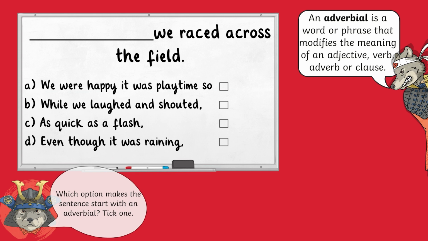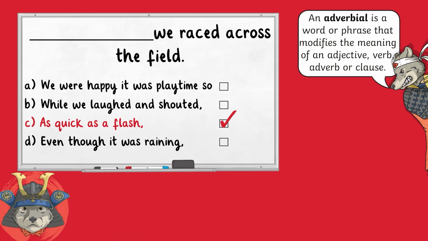How did you get on? The correct answer was option C, as quick as a flash. As quick as a flash, we raced across the field. This phrase is an adverbial because it's describing how the children raced across the field. It is an adverbial of manner. Great job if you got that one right.